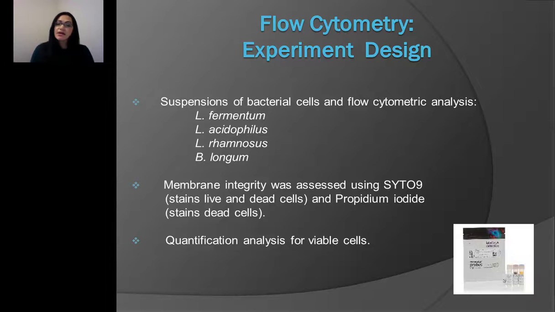And the membrane integrity was assessed using Cyto 9, which stains everything in your sample. So anything that has DNA, Cyto 9 is going to bind to it, whether it's viable or non-viable. And then as a counterstain, we use propidium iodide, or PI, as we know it. What this does is it binds to any dead cells or any damaged cells, and it allows us to have differential counts for viability and non-viability.